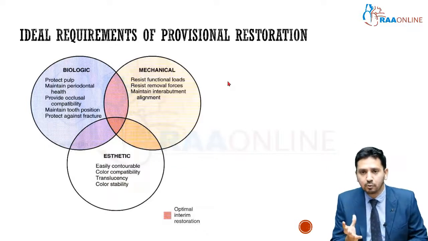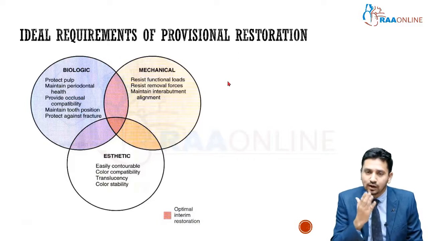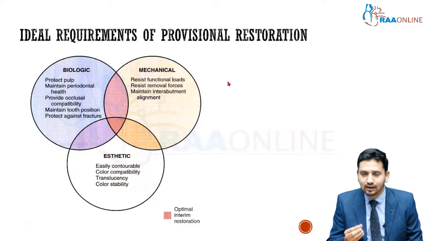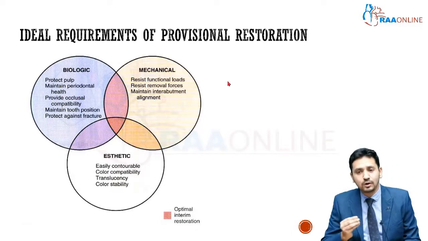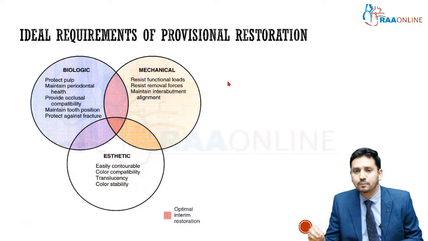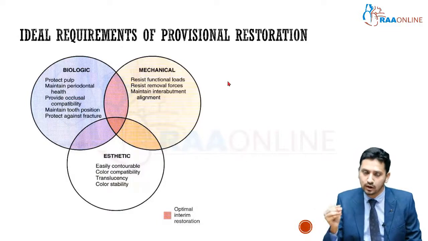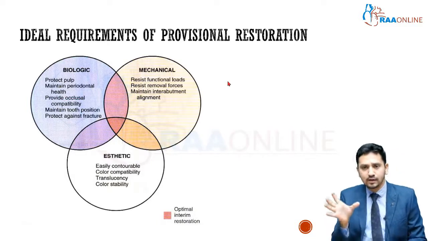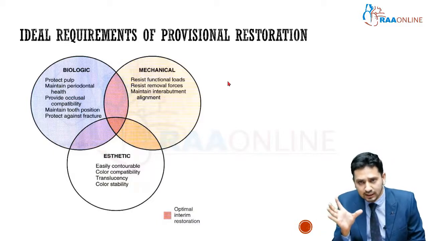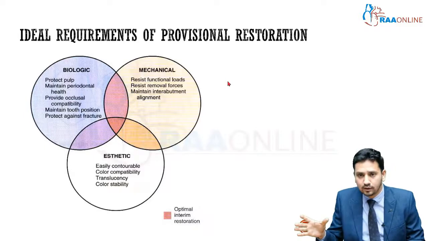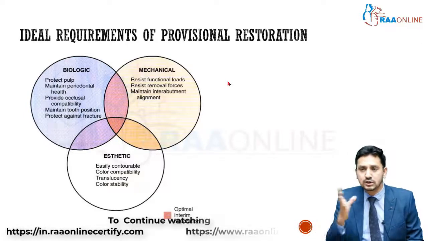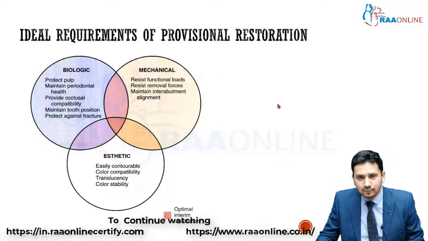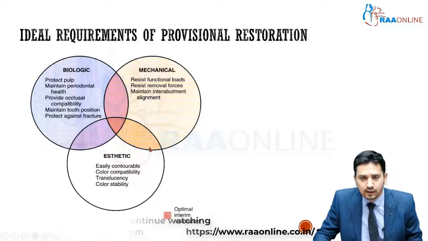It should be matching with the color of your adjacent teeth, and it should have good translucency similar to your natural teeth, and it should have good color stability, meaning it should not lose its color. So you pick a shade number, say you pick shade number A2 for giving your provisional restoration. For the duration of usage of a provisional restoration, the provisional restoration should be only in the shade A2. It should not lose its shade. If it loses its shade, then your provisional restoration's aesthetic outcomes reduce. So an ideal provisional restoration should encompass your biologic, mechanical and your aesthetic requirements.